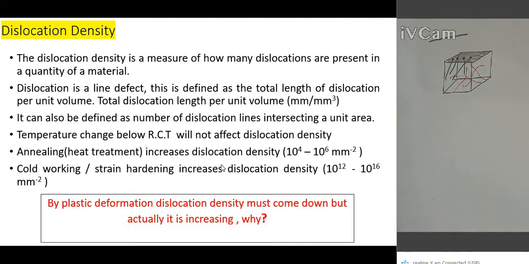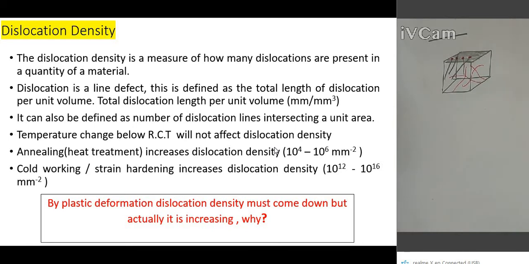Okay, so we can see that change. Normally it will be around 10 raised to 4, but by cold working and strain hardening, it is increased to 10 raised to 16. So it is a very large increase from cold working and strain hardening. Next I am going to explain what strain hardening or cold working is.